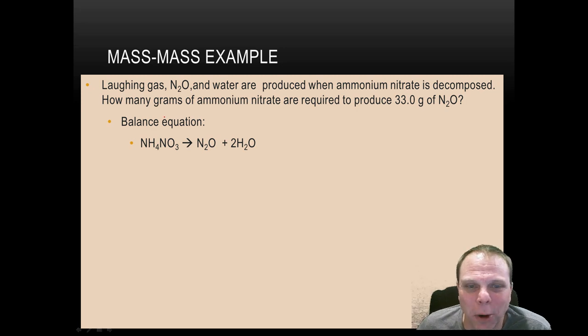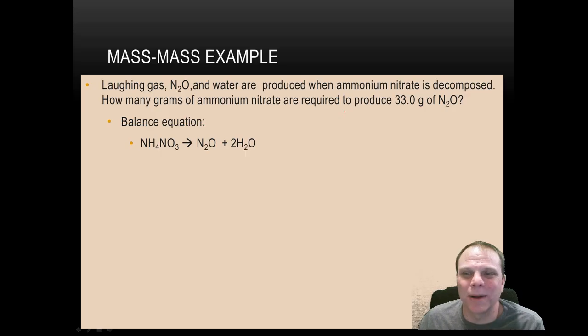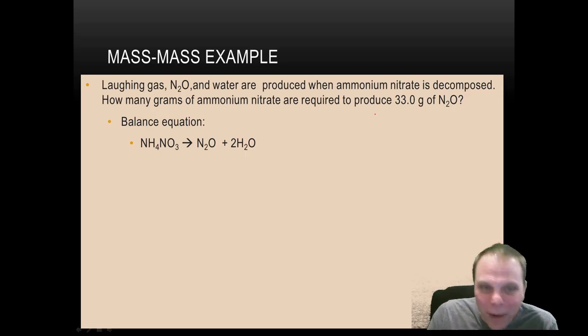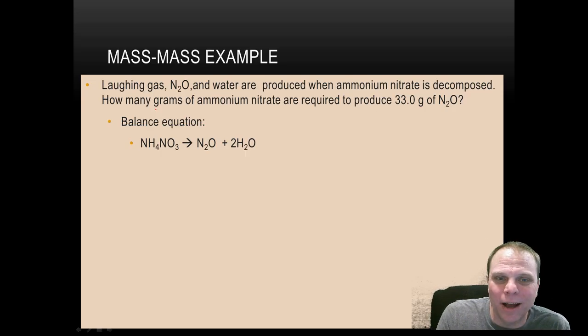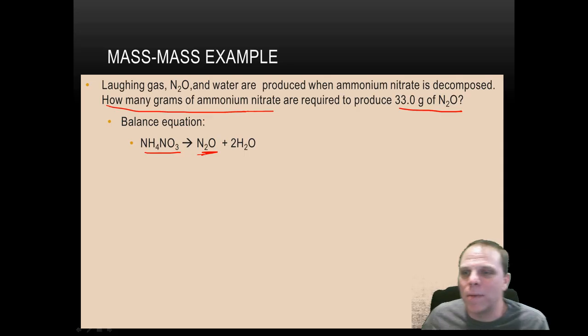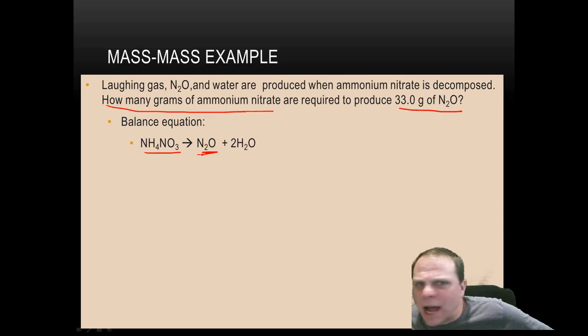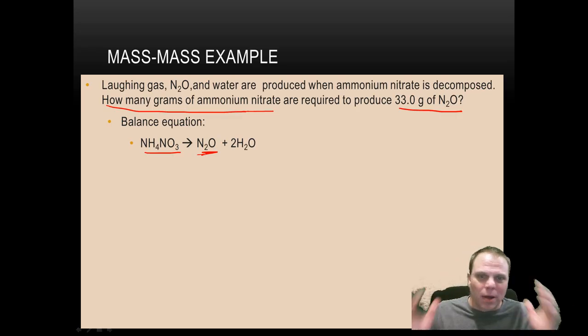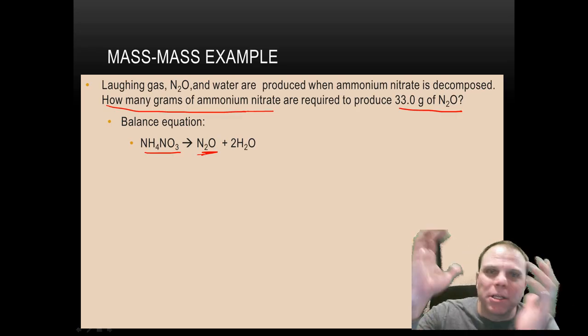Anyway, sorry, distraction. So we're trying to figure out the grams, right? Here's our unknown: how many grams of ammonium nitrate we need to produce 33 grams of N2O. Maybe your science teacher says, I need 33 grams of N2O, and if you don't have it, we can't do this other experiment. So go produce it.